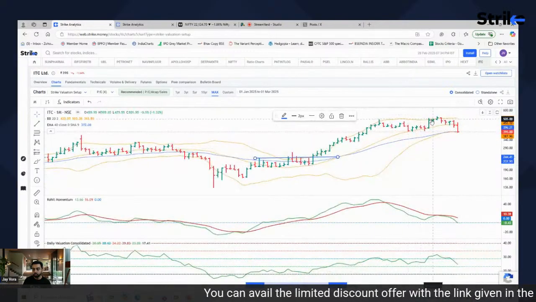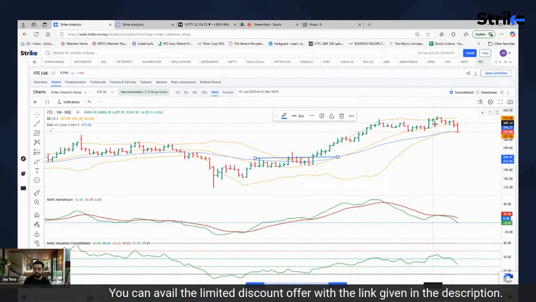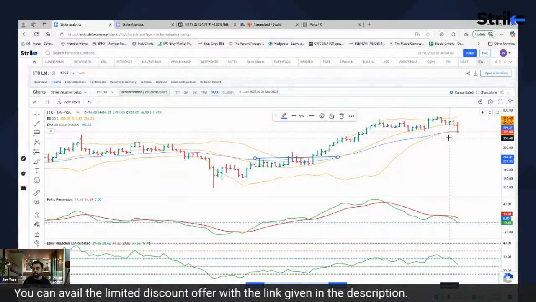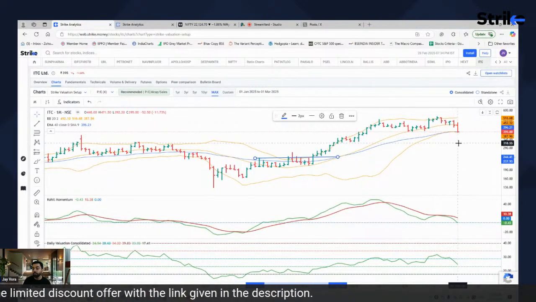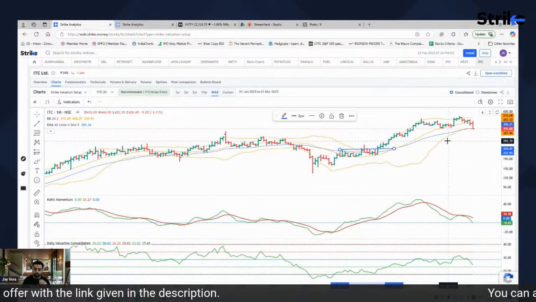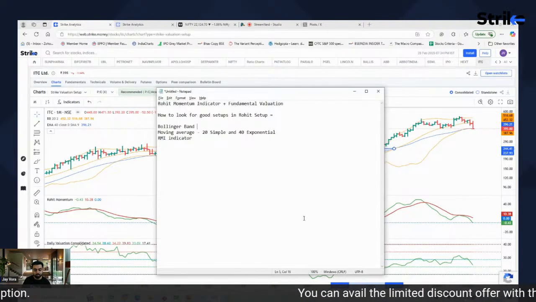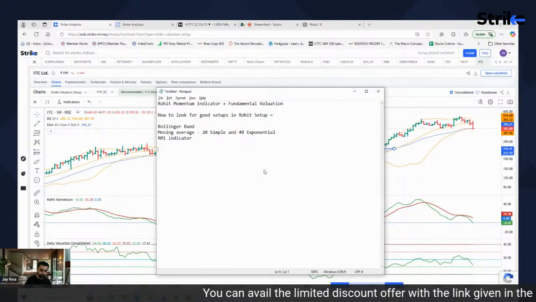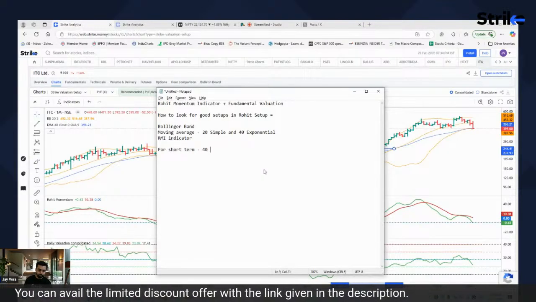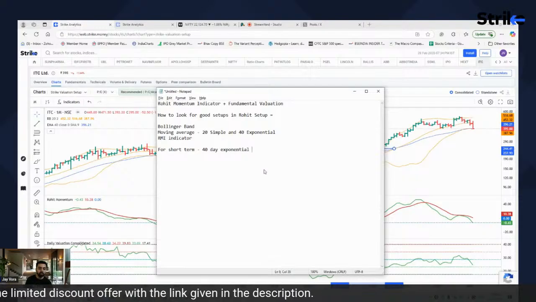Okay, so this means that it has not yet gone to the other extreme, and that will indicate that there is still scope in it. But you also need to understand that if important averages break, so for us, okay, see, for short term the 40-day exponential average is important.